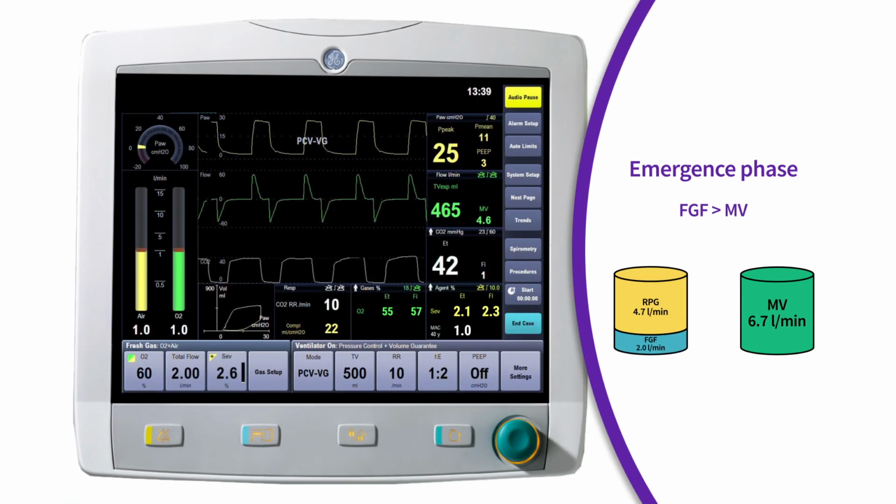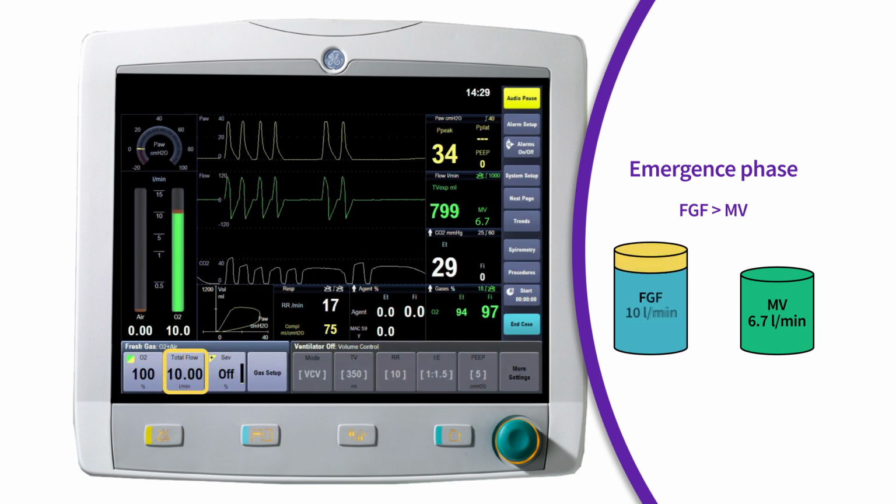Emergence acts similarly to induction. Fresh gas flows are increased to eliminate anesthetic agent from the patient and breathing system. This causes less rebreathing due to fresh gas flows typically exceeding the patient's minute ventilation.